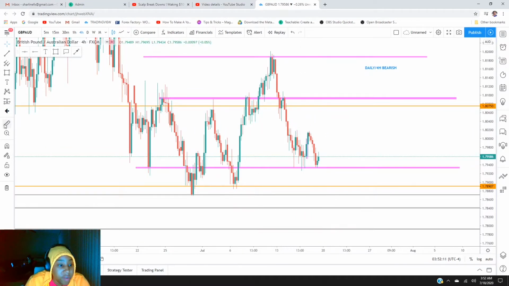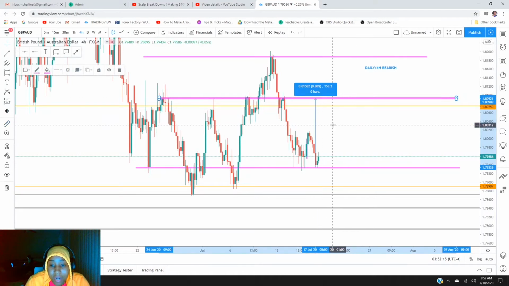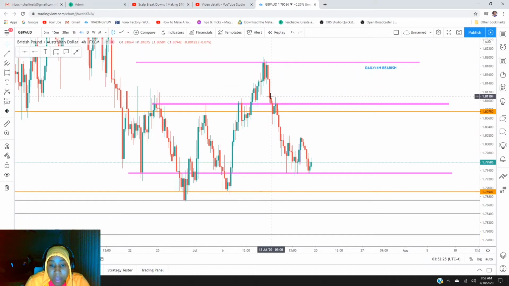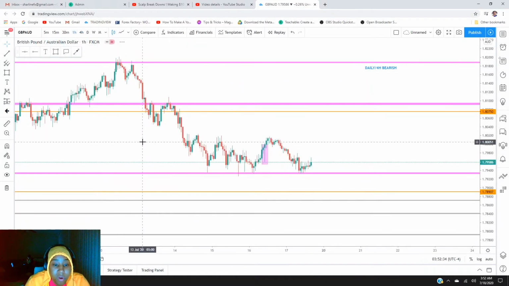So if I measure this level to this level, we're looking at 158 pips. Okay, it's a lot of pips. That's a big range to trade in. So obviously on a 4-hour time frame, that's not considered a ranging market or anything like that, because it's a clear trend, and there's a lot of room to catch a move, and it's a clear move inside this range here. So drop down to the 1-hour time frame.